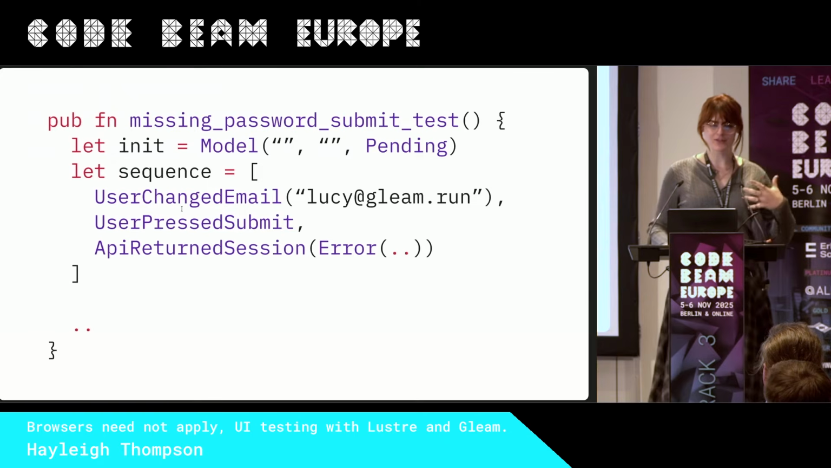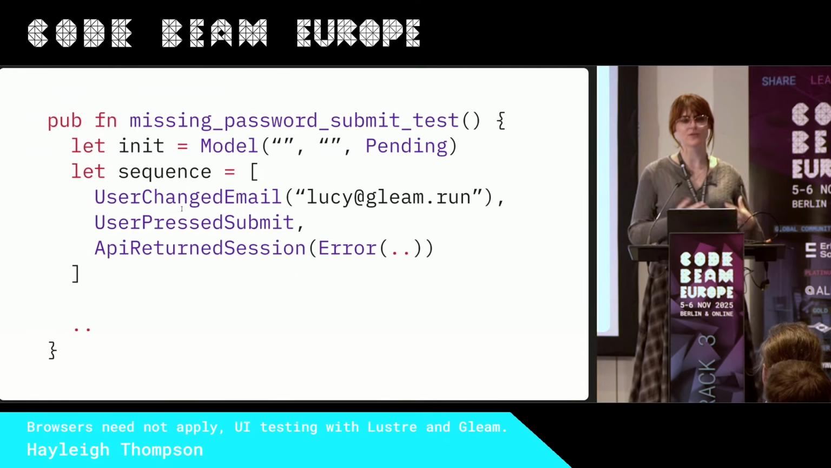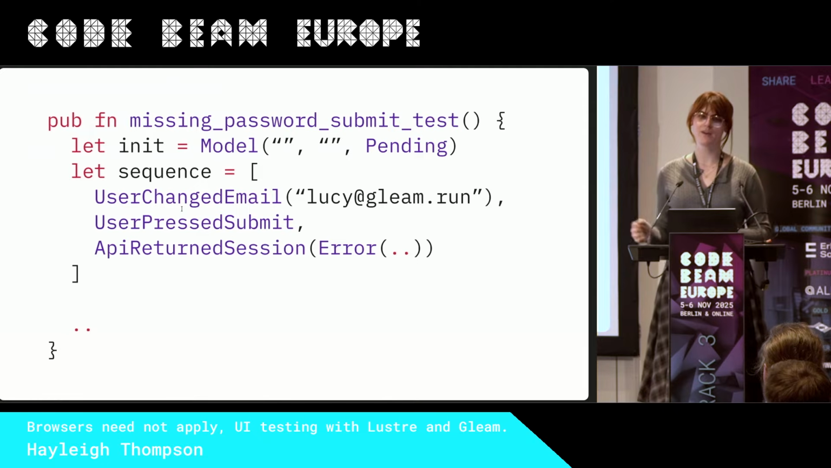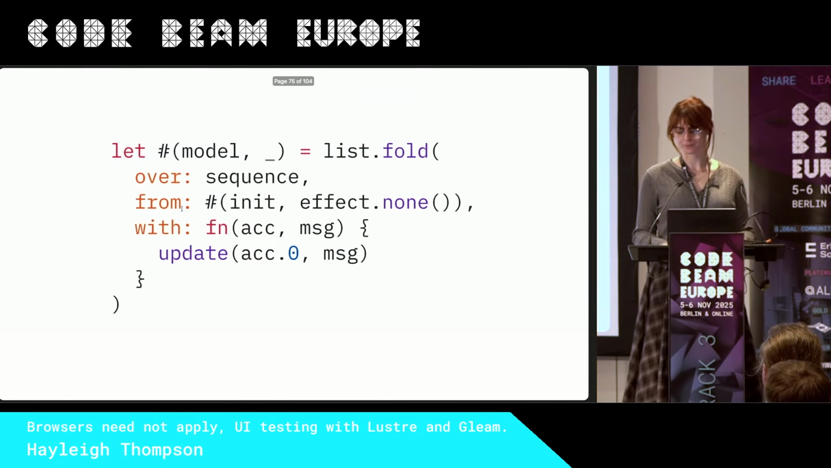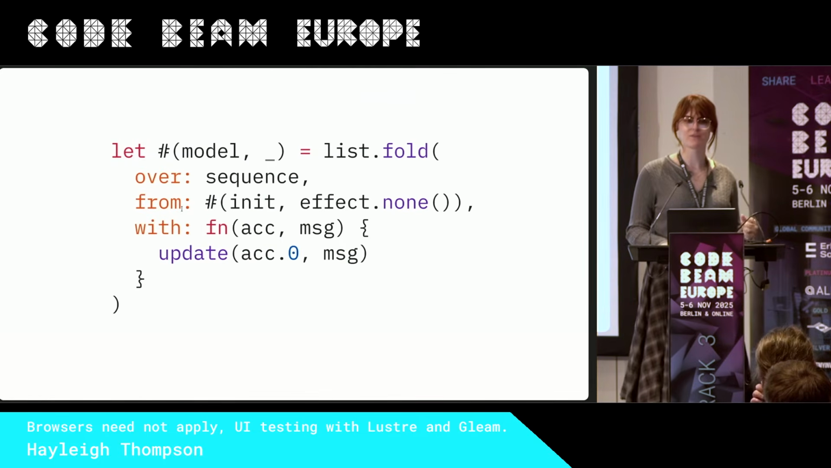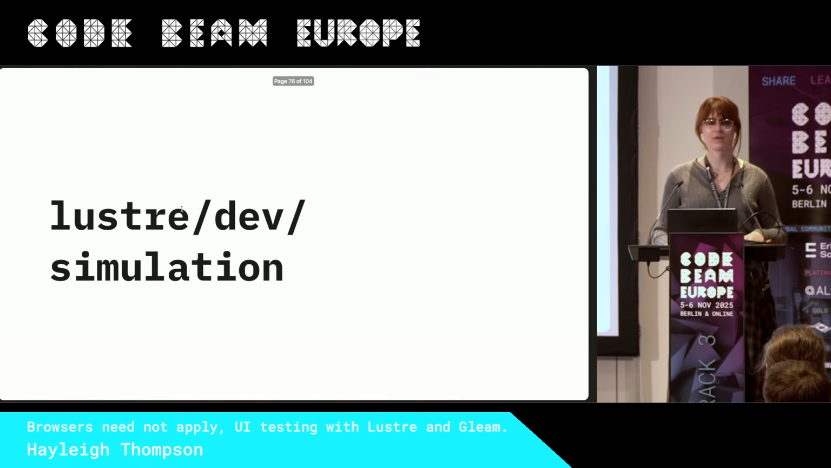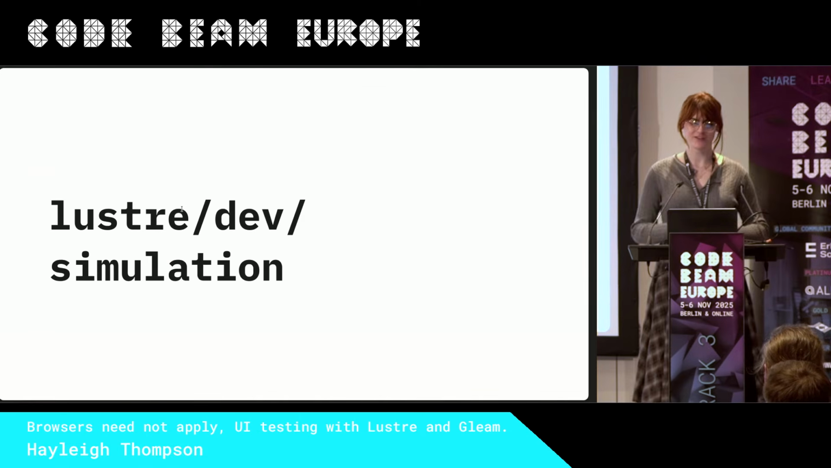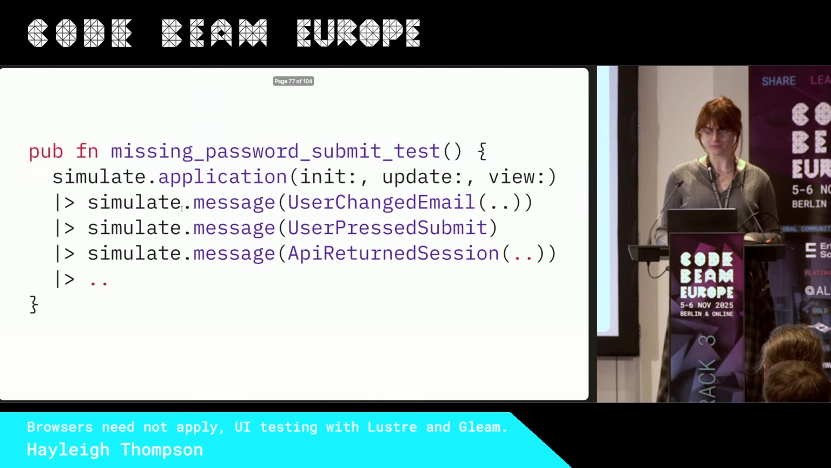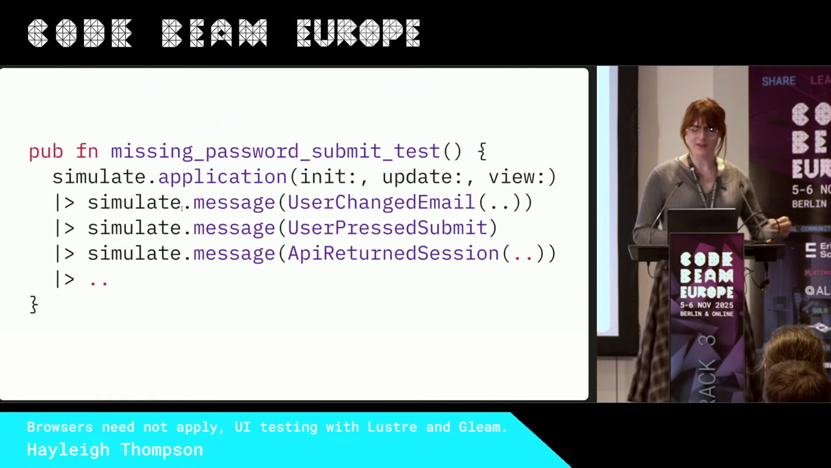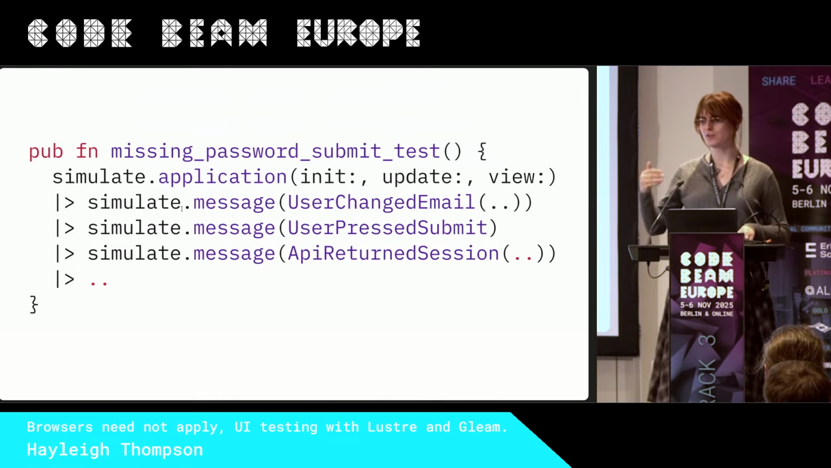And so we could have a sequence of messages. The user has typed something in as their email, then they press submit, and then our API returns an error. And that could be just something as simple as folding over that list of messages. But actually, this is such a powerful idea that there's an entire simulation module in Lustre that lets us simulate an application and then say, hey, simulate that you got this message, simulate that you got this message.